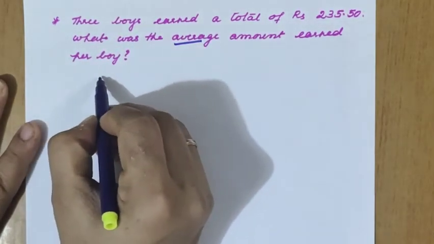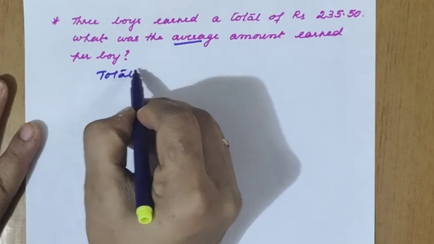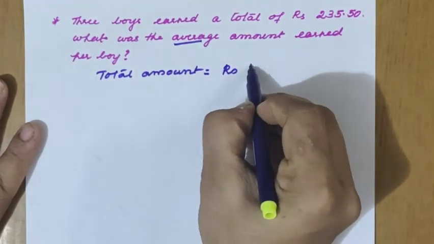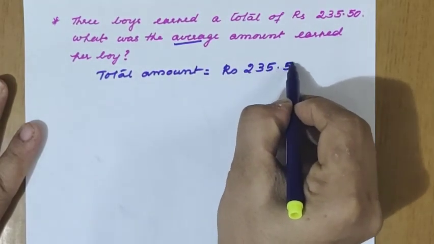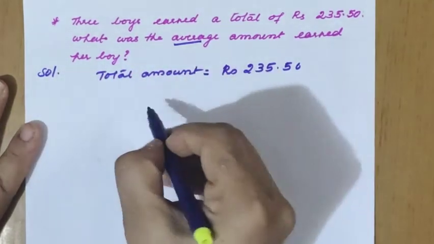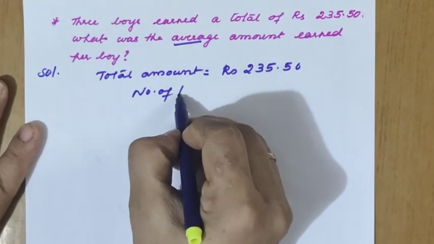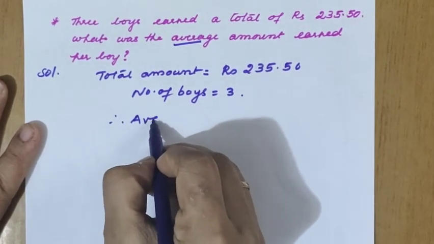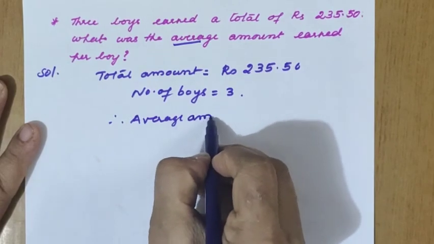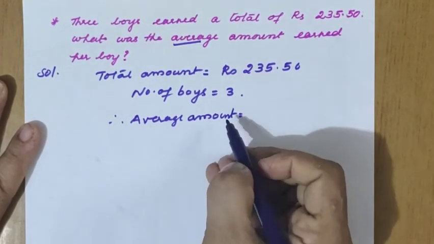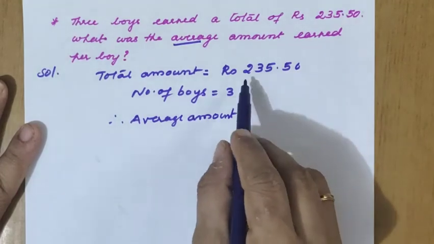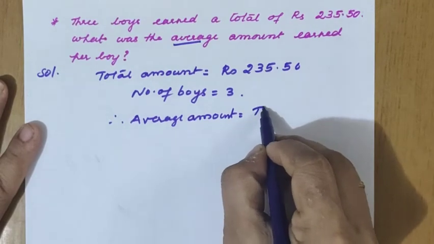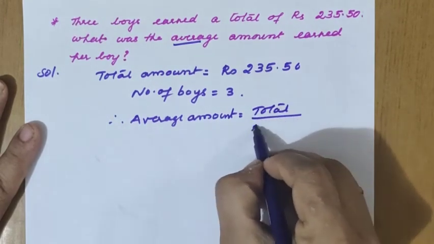So we will write that the total amount is equal to rupees 235.50. Number of boys is equal to 3. So average amount is equal to, we have studied about mean, the sum of the observations by the number of the observations. So average means total divided by number of boys.